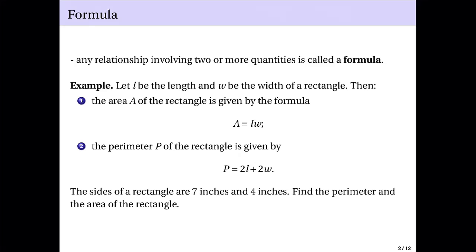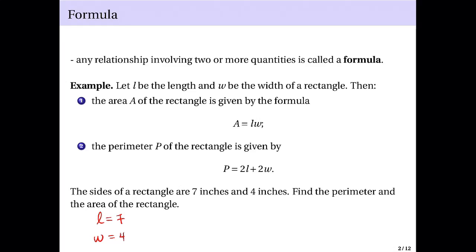So for example, the sides of a rectangle are 7 inches and 4 inches. Find the perimeter and the area of the rectangle. Okay? Normally, the longer side will be the length of the rectangle. And then the shorter side will be the width. Okay? So for this, your length L is equal to 7, and then your width W is equal to 4.